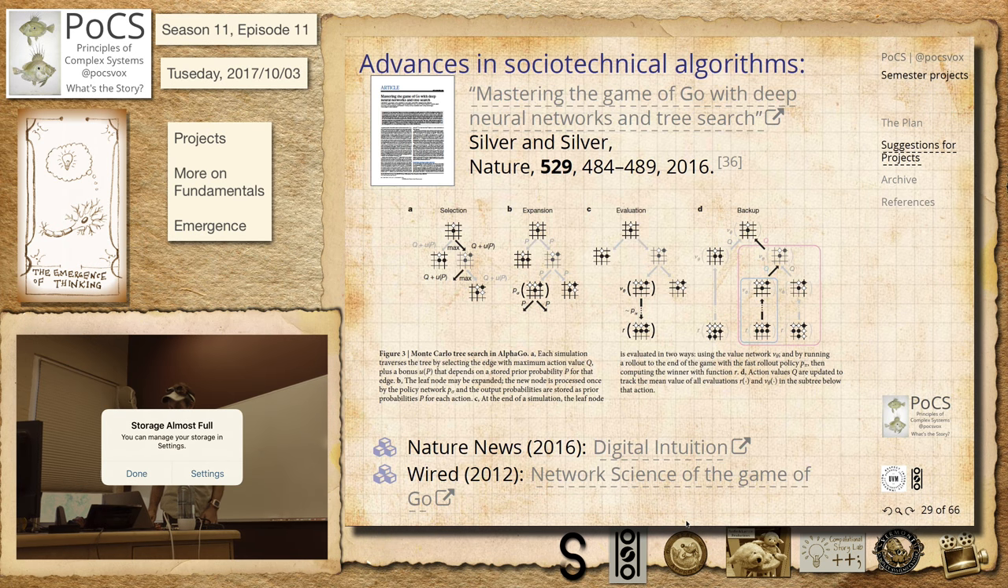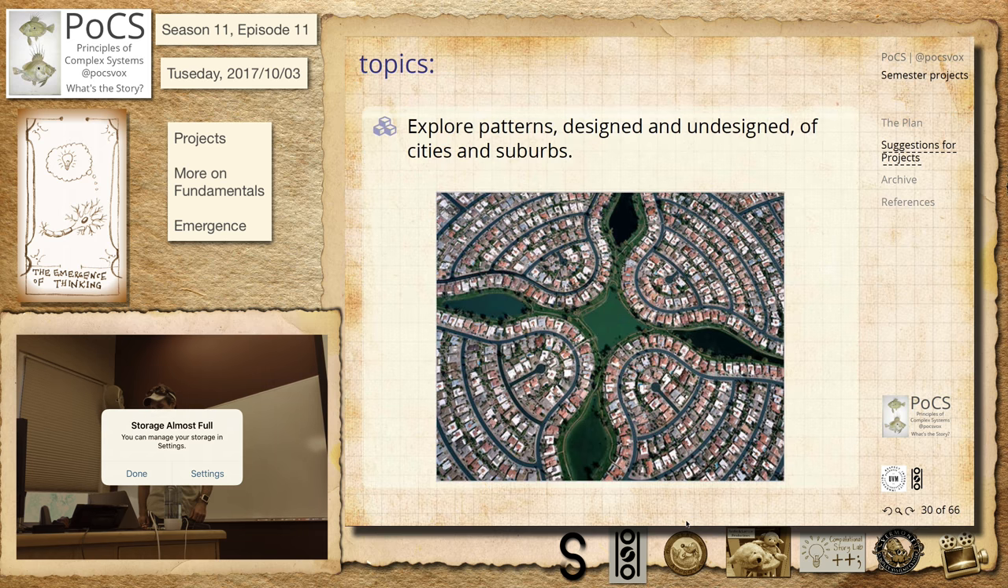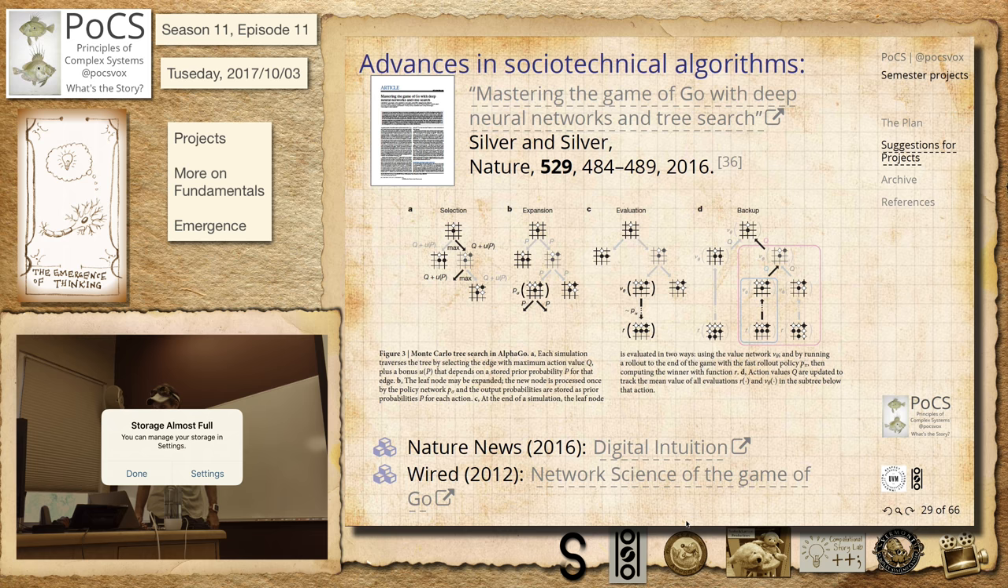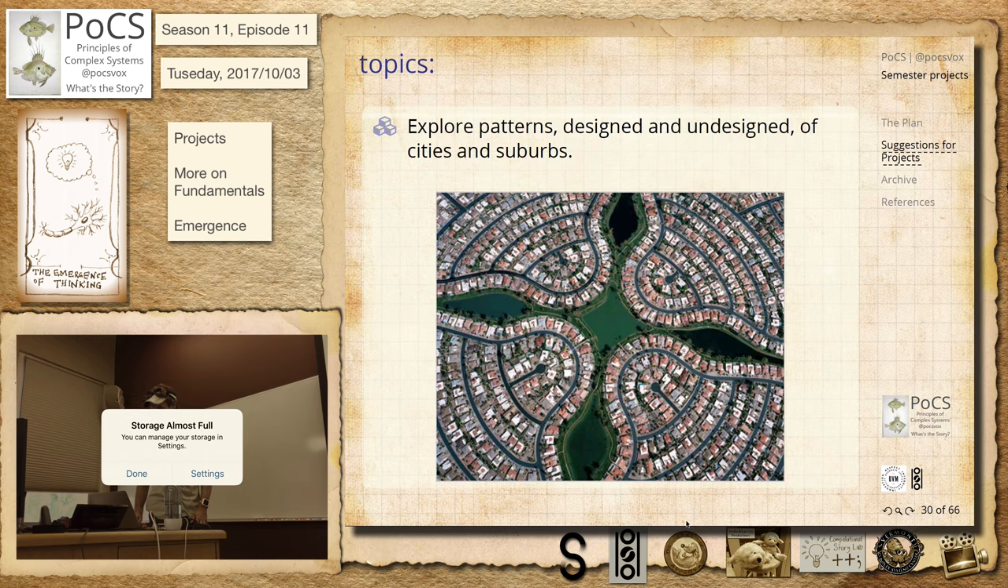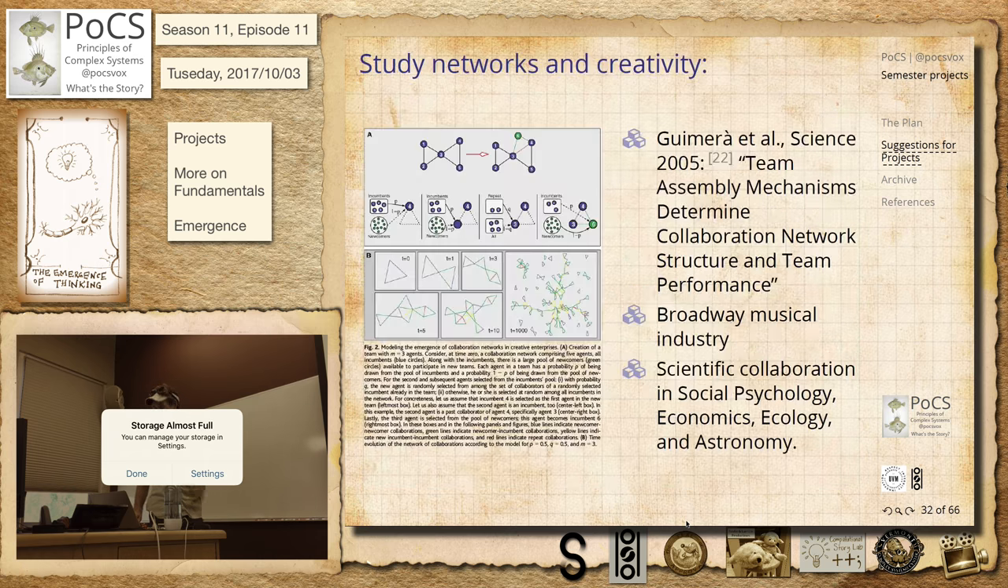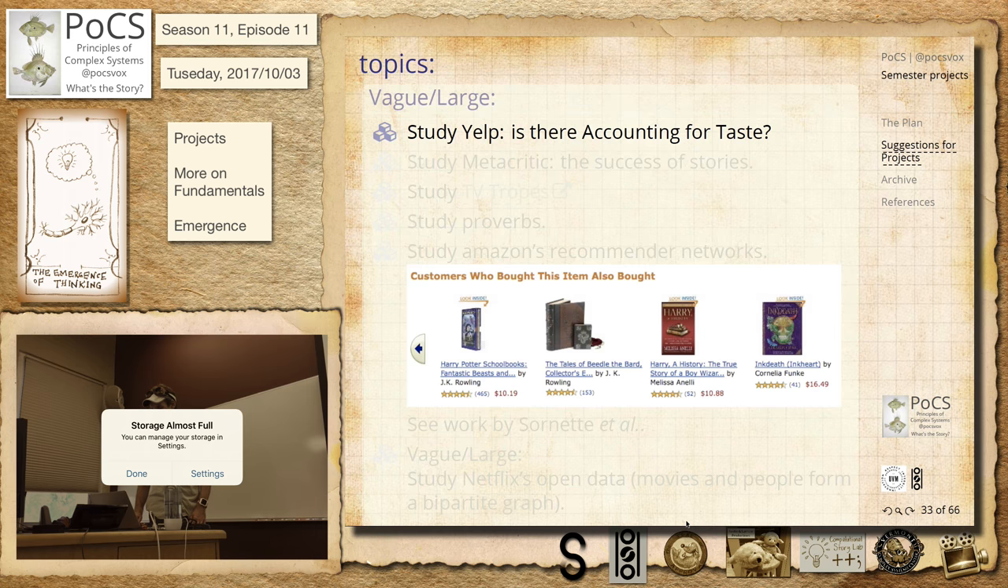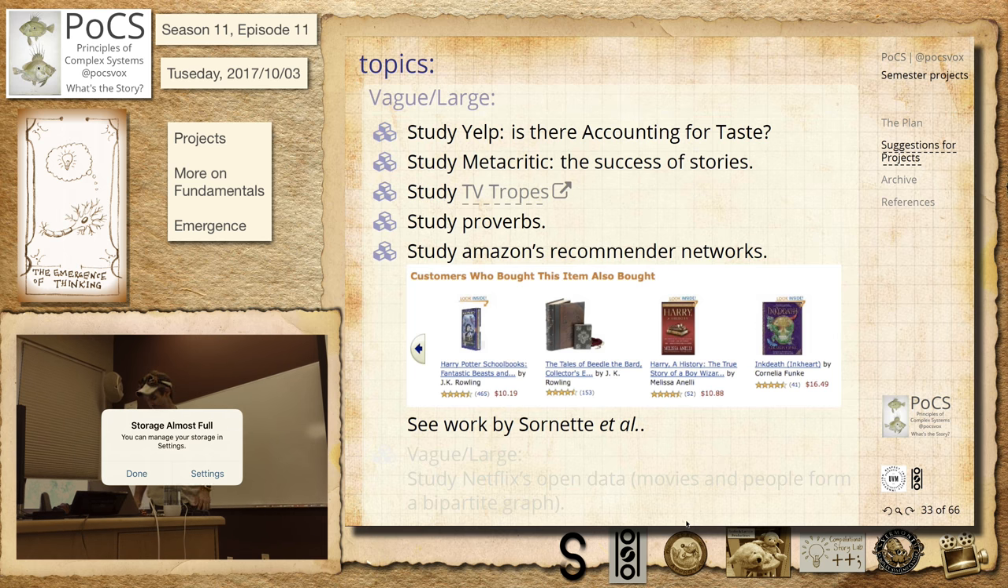Oh, this was good. Go, right? It was a big deal. If you're a Go fan, or a fan of computers destroying humans, then this was a surprise, right? How cities are laid out, that's a big thing. Obviously, like creativity. That works against an old work now. Yelp, I've had students work on that. TV Tropes, which started because of Buffy the Vampire Slayer.